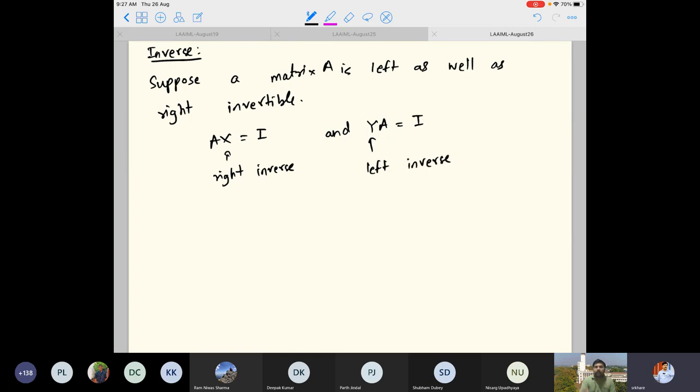Now I do something interesting. I start with X. X is nothing but I times X. For this I will write YA into X. After this, I can write Y into AX. Why can I write this? This is something that is really very important. Why can I change the order in which I multiply the matrices?